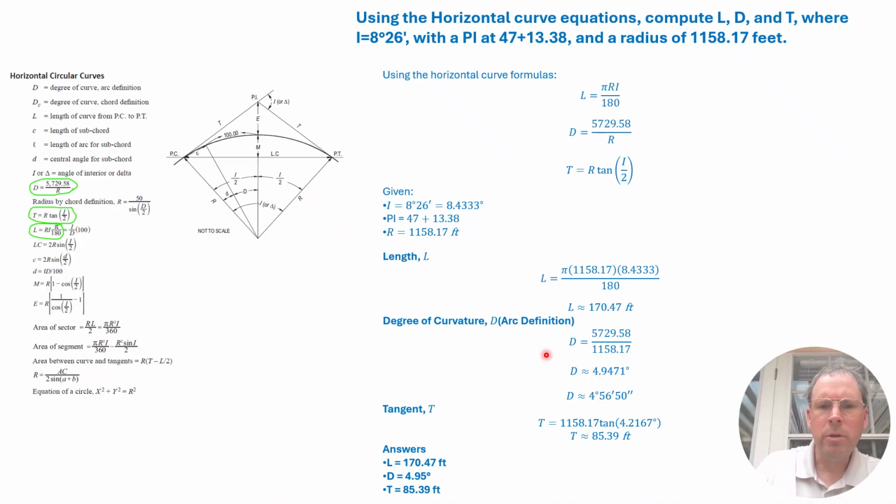degree of curvature. You use this equation here. You have everything you need, and I calculated out 4.9 degrees, and then I converted that to degrees, minutes, seconds. And then the tangent, went ahead and used this formula right here. You have all the terms, so your answers are as follows for those.